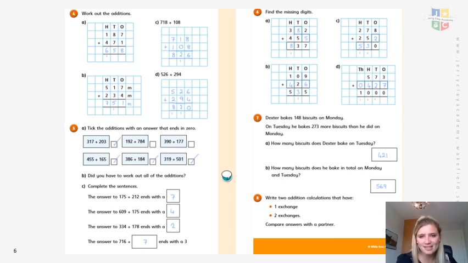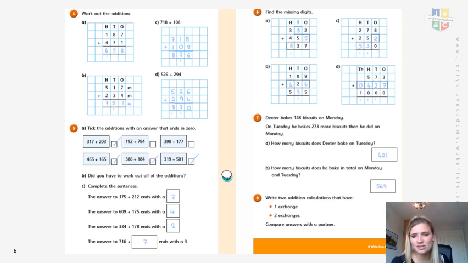Okay, for number 7, Dexter bakes 148 biscuits on Monday. On Tuesday, he bakes 273 more biscuits than he did on Monday. How many biscuits does Dexter bake on Tuesday? So it says he had 148 biscuits on Monday and he baked 273 more on Tuesday. So in order to work this out, you would need to add 273 and 148 to find your answer of the number of biscuits on Tuesday. Again, it will be good to see your working out for this one. If you haven't done your working out and you've got the answer wrong, this just means that next time you need to make sure you do your working out to check your answers.